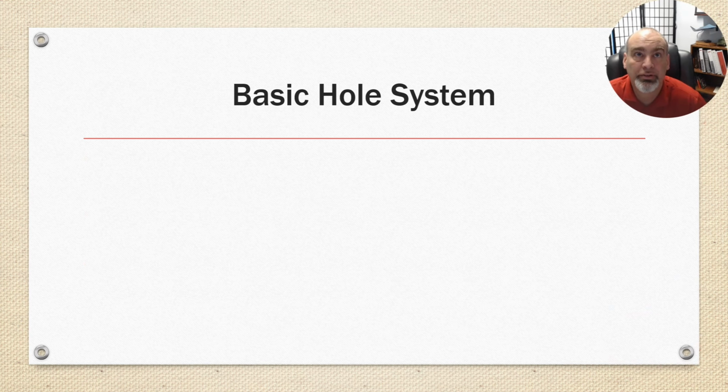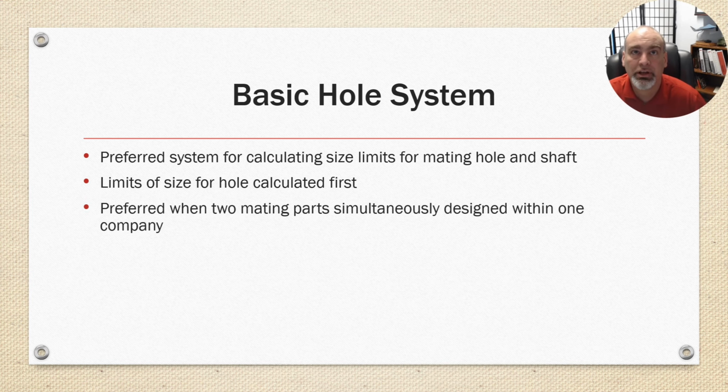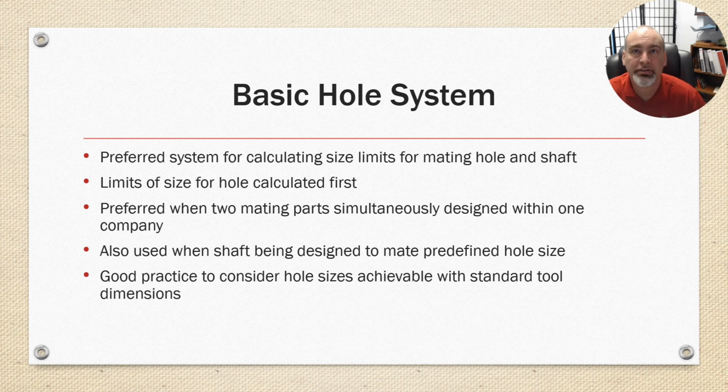Okay, basic hole system. This is the preferred system for calculating size limits for mating hole and shaft. Limits of size for the hole are calculated first, preferred when two mating parts are simultaneously designed within one company. It also is used when the shaft is designed to mate with predefined hole sizes. And it's good practice to consider the hole sizes achieved with standard tool dimensions. So that's why you would start with the hole.